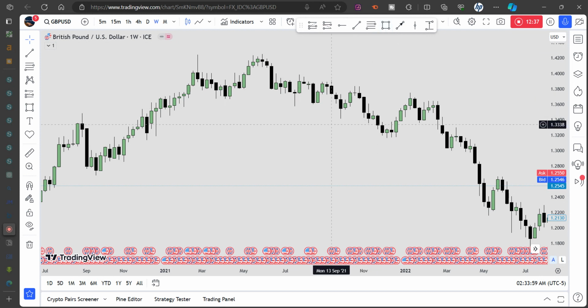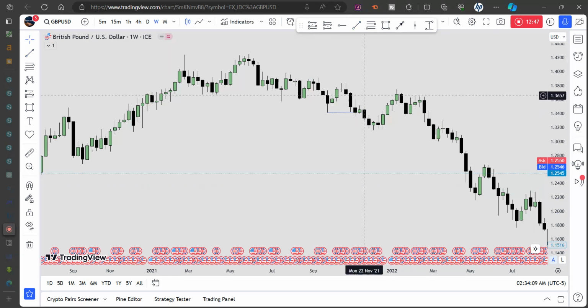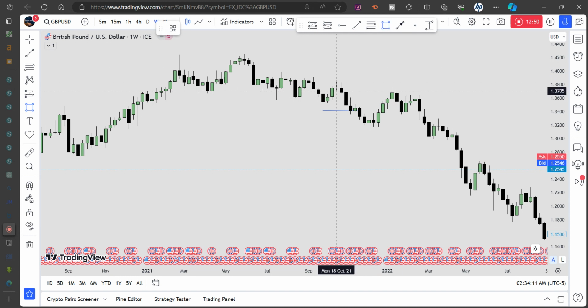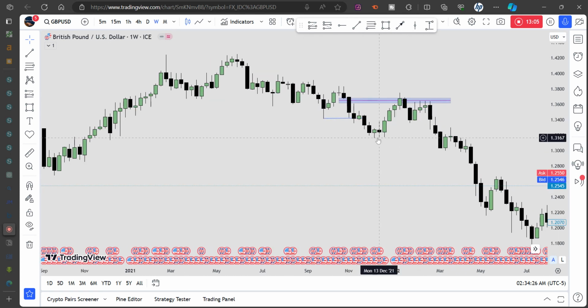So price took out this low here, close below it. Let me mark it for you. Close below this low here. And the price then retraced, touched this imbalance, so clean, multiple times, and then reversed. And then it kept going what? Lower.